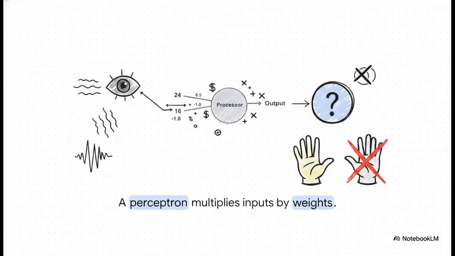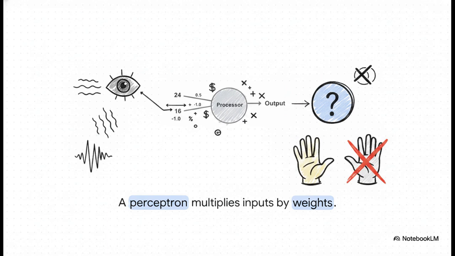Let's break down the math here, because it is surprisingly elegant. Imagine a perceptron taking in two inputs, say 24 and 16. As these inputs travel along the network's edges, they get multiplied by what we call weights. Let's use 0.5 and negative 1.0. So 24 times 0.5 is 12, and 16 times negative 1.0 is negative 16. The perceptron simply adds those together. 12 plus negative 16 equals negative 4.